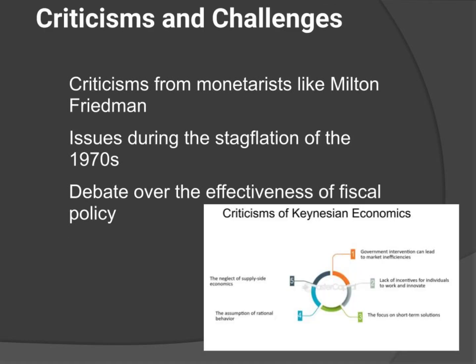Despite his contributions, Keynes faced criticism from various quarters. Monetarists, led by Milton Friedman, argued that controlling the money supply was more effective than fiscal policy in managing the economy. The stagflation of the 1970s, characterized by high inflation and unemployment, challenged Keynesian economics, as traditional Keynesian policies seemed ineffective. Critics also pointed out the potential for government intervention to lead to budget deficits and increased public debt.